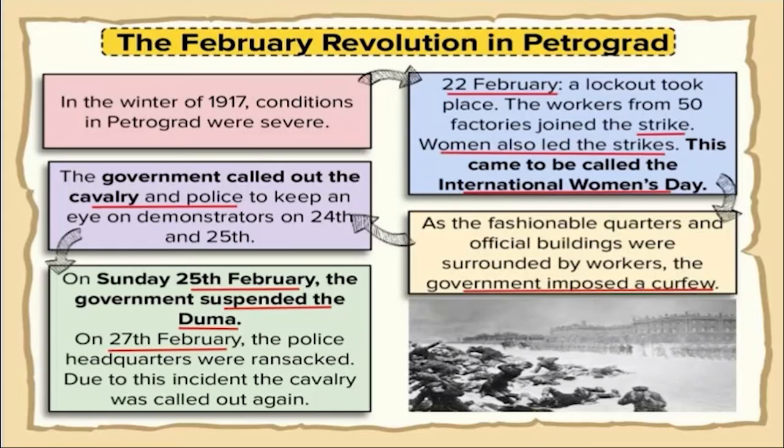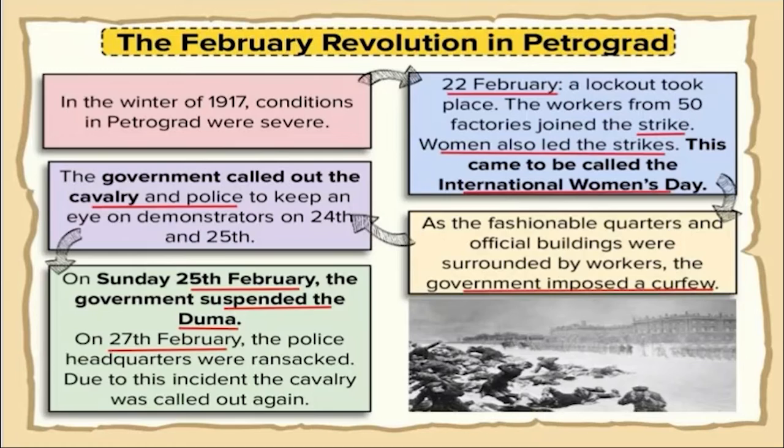And now the population grew. So Tsar Nicholas said that quickly, everyone, cavalry, police, all of you go, and if there are any casualties, kill all of them. He said that. But what happened was on Sunday, 25th February, the government had suspended the Duma. The Duma was created, right? So it was suspended. And on 27th Feb, the police headquarters were ransacked, and due to this incident, the cavalry was called out again. But the cavalry said that no, these are our people, we are not going to fight with them.